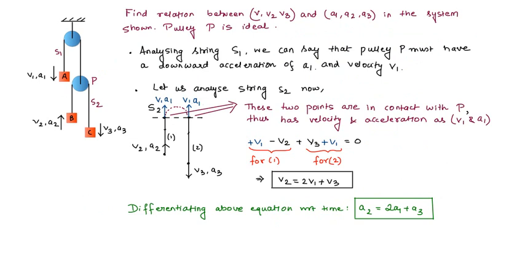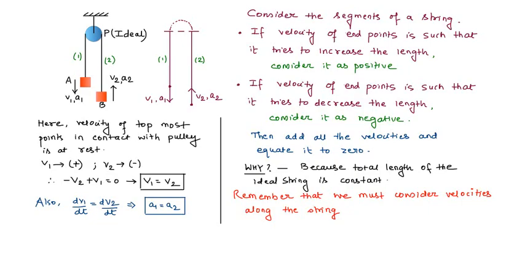Now suppose I have three blocks A, B and C, and at certain instants the velocities and accelerations of the blocks are indicated in this diagram, and we need to find the relation between the velocities and the accelerations. So if you look at this string S1 over here, I can say that if this block A has a velocity v1 in the downward direction, then definitely this pulley P must have a velocity v1 in the upward direction. This I can directly say from this previous concept.